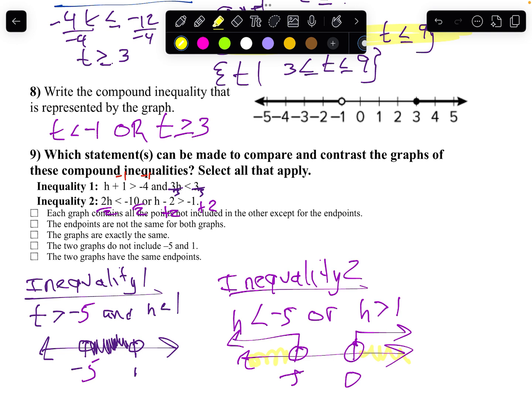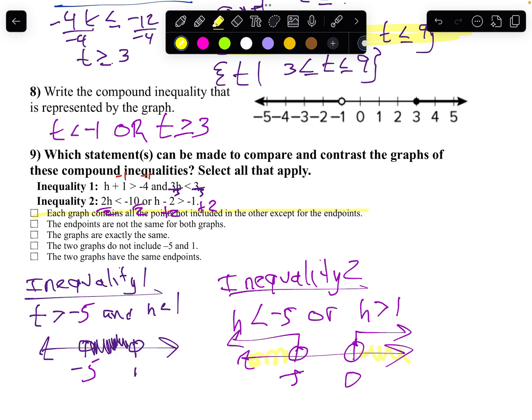Now let's go through this one. Each graph contains all the points not included in the other except for the endpoints. Well, that's exactly what it is, isn't it? I wanted to show that here. So notice the first one, I got everything to the left and to the right of 1. The middle one, I've got everything between negative 5 and 1. So that is exactly what the graph describes.